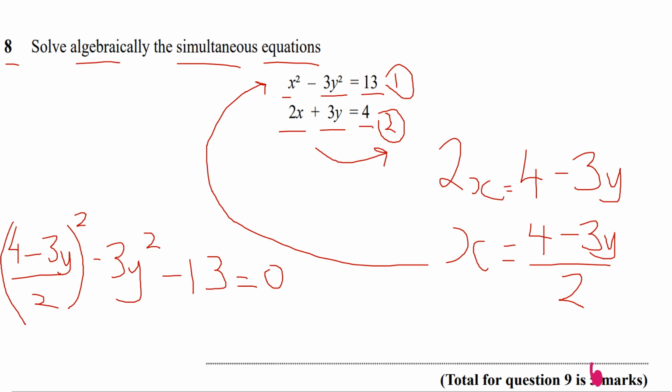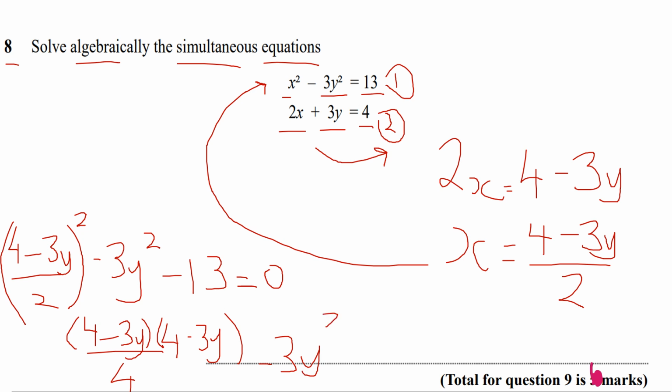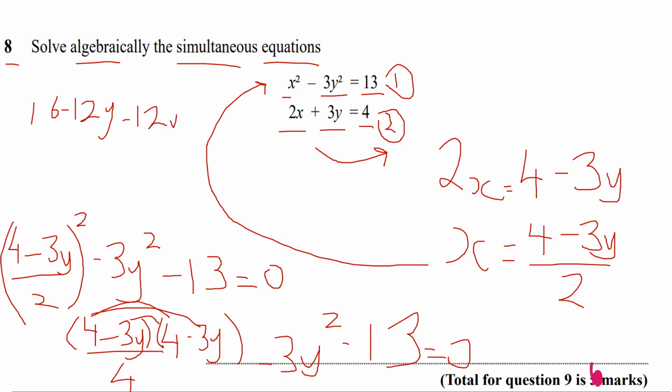So this actually looks pretty nasty, but again, take it bit by bit. So expand the top, and expand the bottom. Obviously that'll be 4, so this will be over 4. Then I've got 4 minus 3y times 4 minus 3y, so I'm expanding a pair of binomials. Copy down the rest of it, minus 3y squared, minus 13 is equal to 0. So expanding the top, we're going to get 16, minus 12y. Minus 3y times 4, that'll be minus 12y again. Then minus 3y times minus 3y, that'll be plus 9y squared.